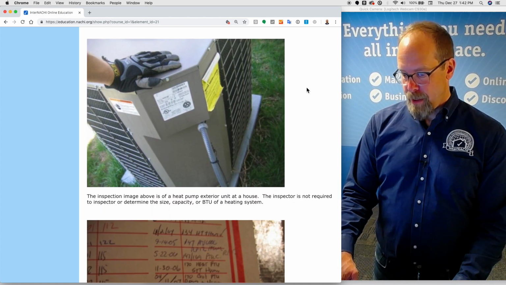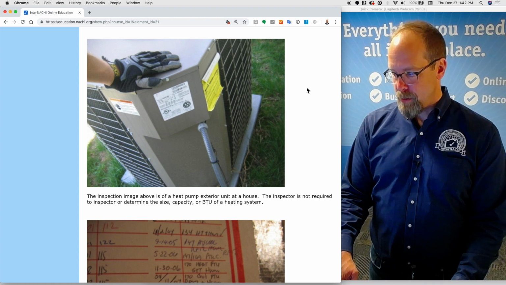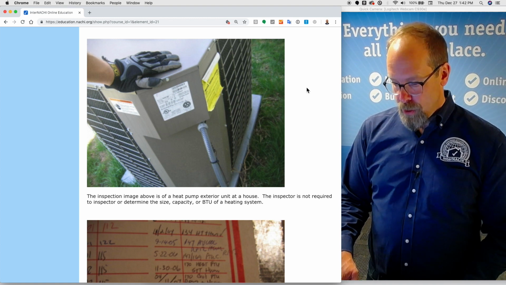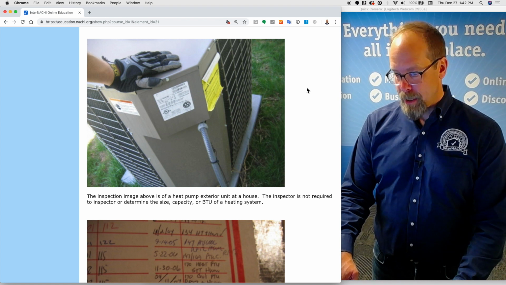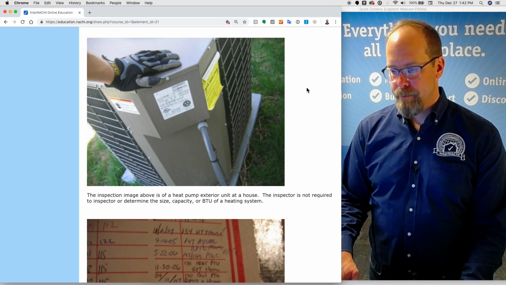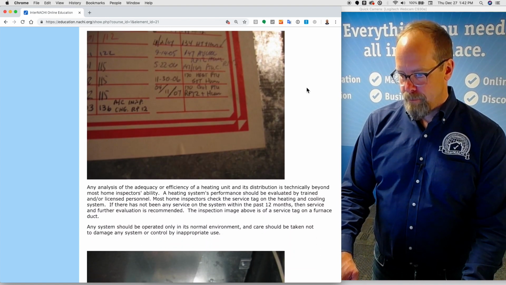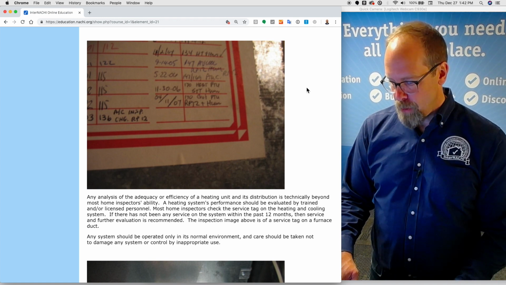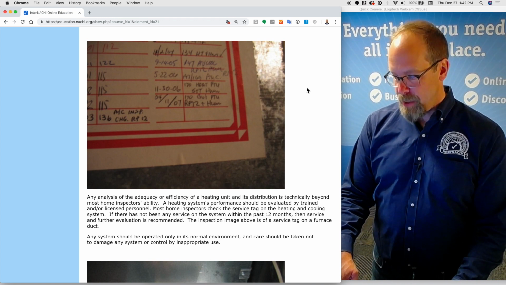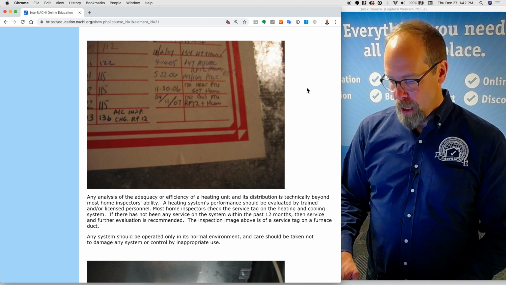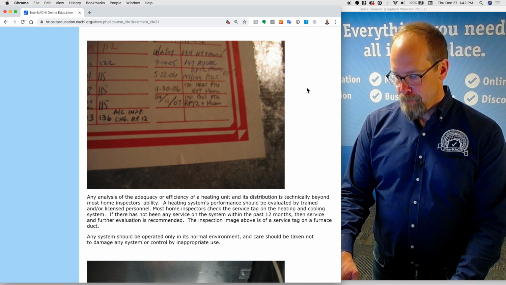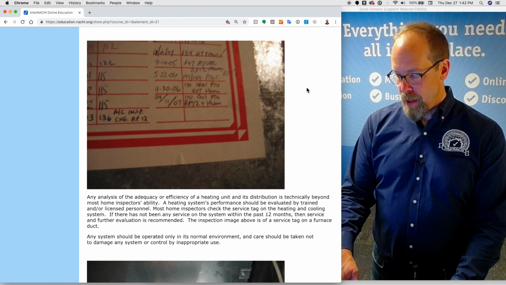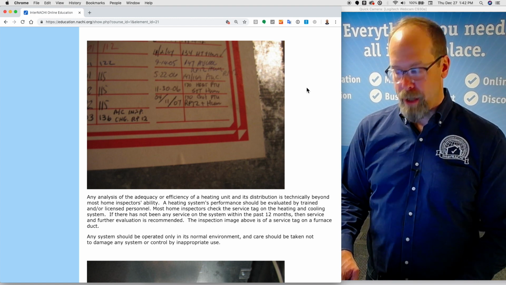This inspection image is of a heat pump exterior unit at a house. The inspector is not required to inspect or determine the size, capacity, or BTU of the heating system. Any analysis of the adequacy or efficiency of a heating unit and its distribution is technically beyond the home inspector's ability. A heating system's performance should be evaluated by trained and/or licensed personnel.